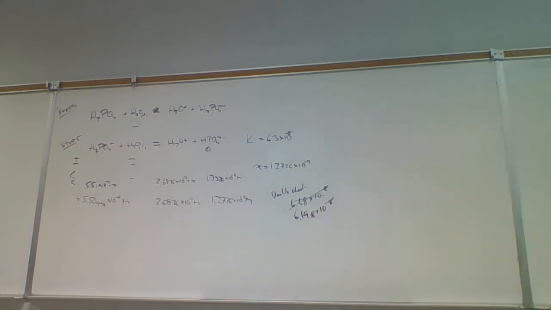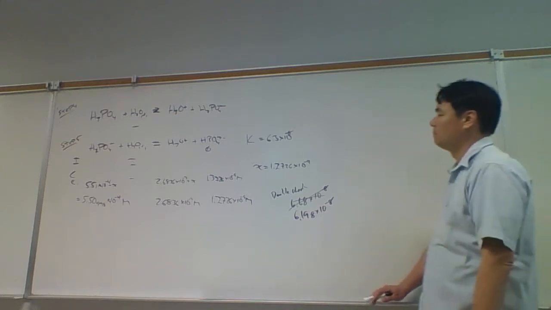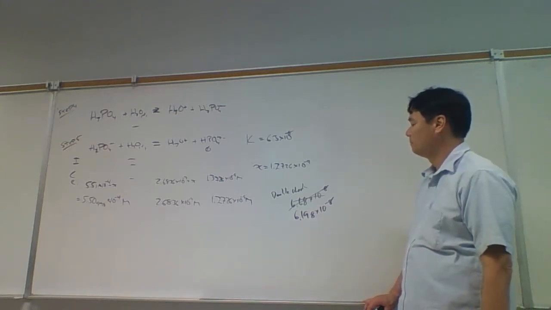We might have used the other value here. H2PO4 minus, did we use the 6.23 times 10 to the minus 8, or did we use the 6.3? It's 6.3. Yeah, we're off. Well, that answer is pretty close to 6.2. We're off.